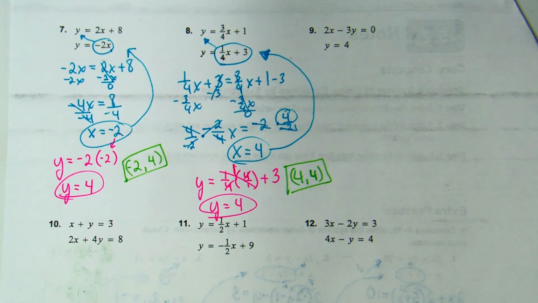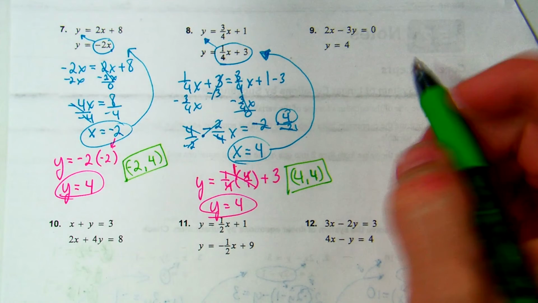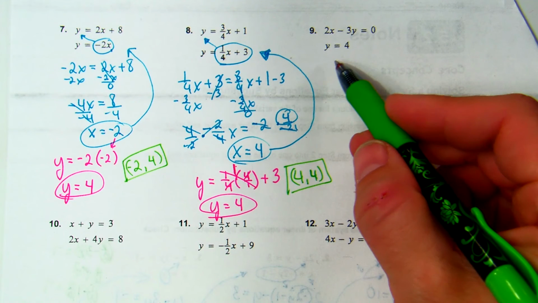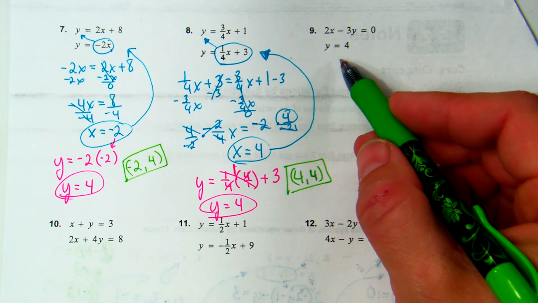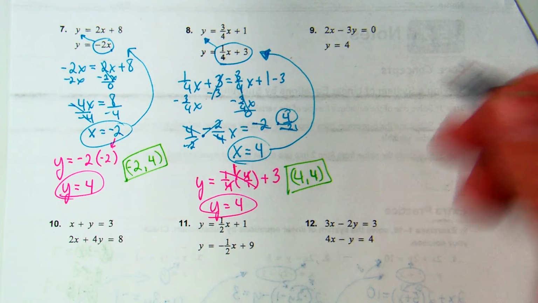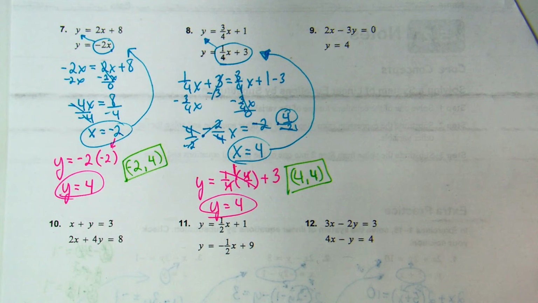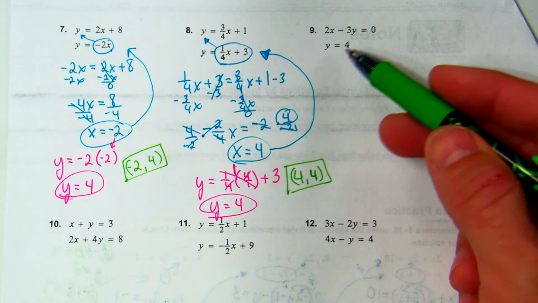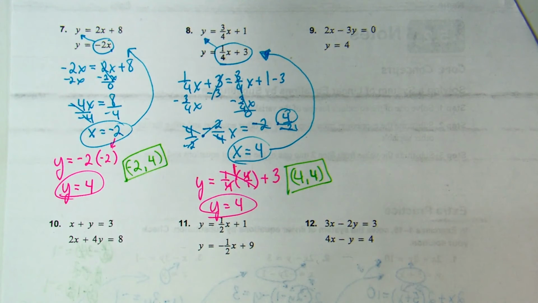Alright, let's move on to number 10. I'm going to skip number 9. I think number 9 is pretty easy. They already gave us the value for y. So I just plug 4 into the top equation. I can find x, and then we're in good shape. Correct? So they gave us a little early Christmas present on number 9 there.